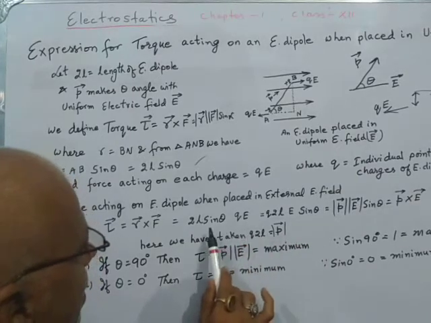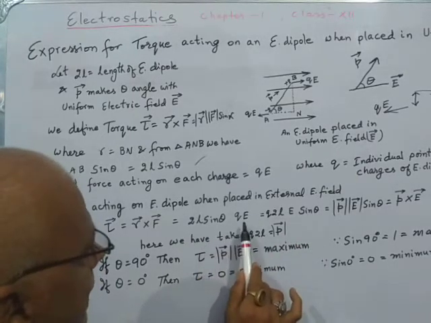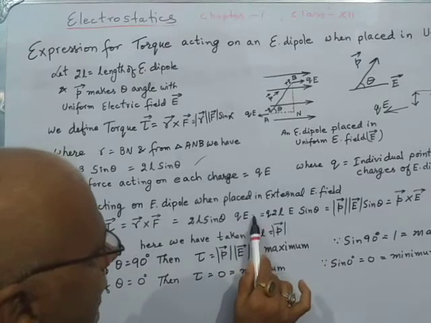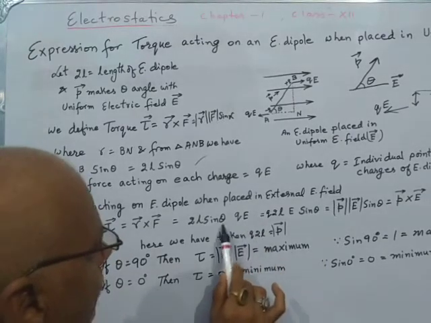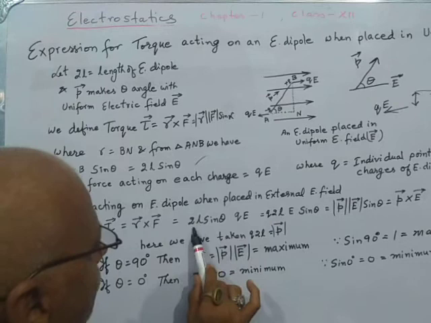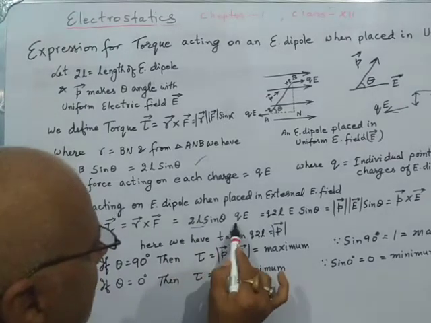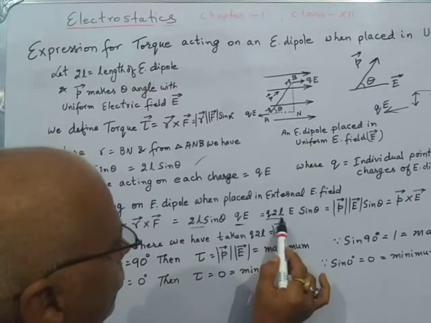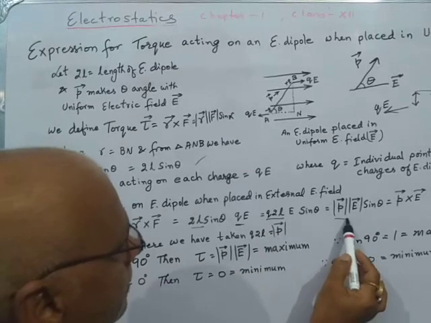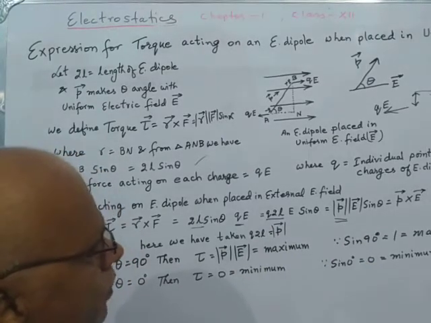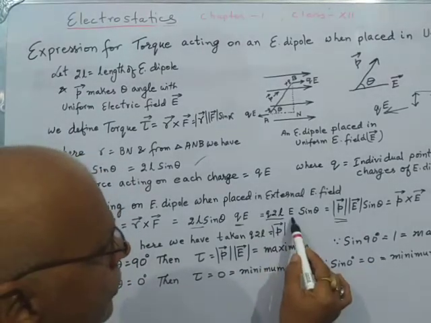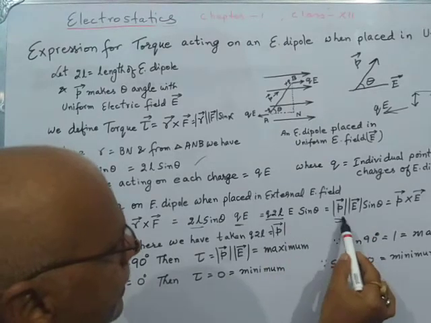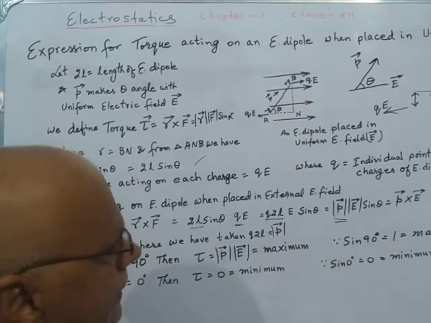So we have 2L sine theta QE into 1, which we haven't mentioned here, and so that becomes 2L multiplied by Q, that means Q2L, and that is nothing but the magnitude of the electric dipole moment, and then E, so it becomes the magnitude of P into the magnitude of E into sine theta.